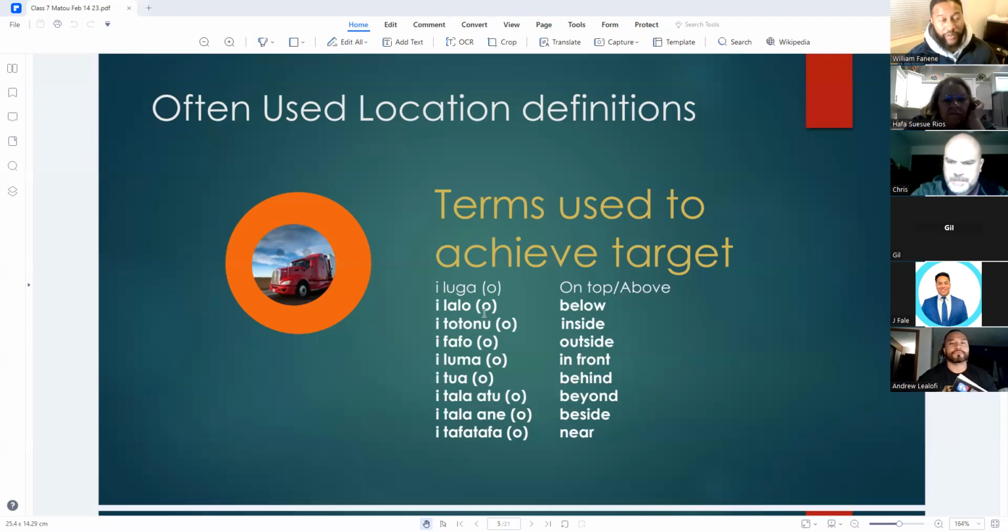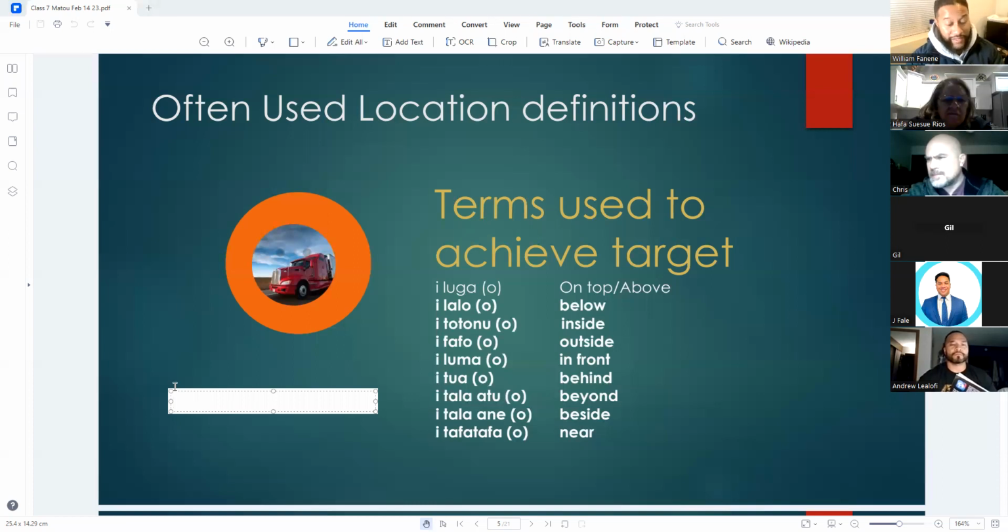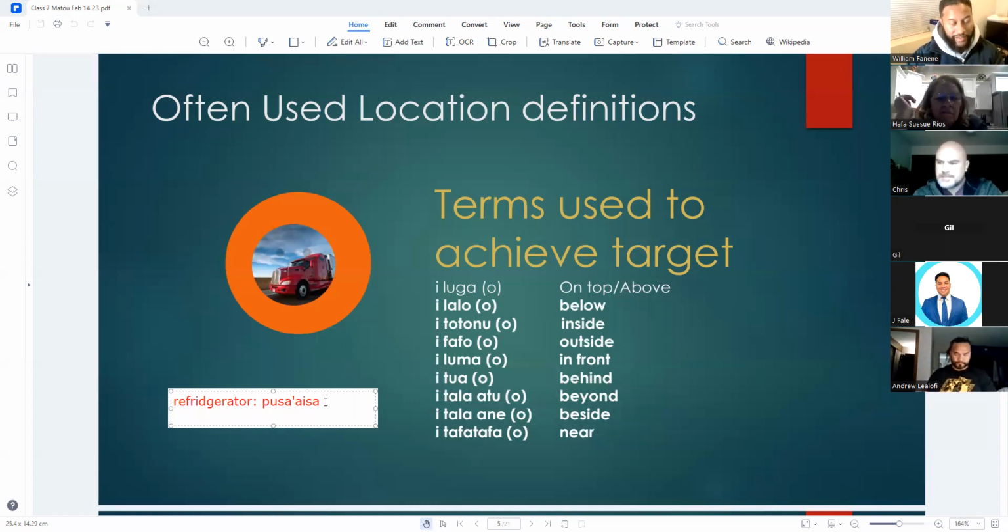Just to say refrigerator by itself, I guess I should be writing this stuff. I don't even know how to spell refrigerator. I should have picked a different word. So pusa aisa is easier. Pusa aisa. You might see it like that, or you might see it like this. Okay, so the refrigerator. But if we put it in our noun phrase, like if we were to say it's a refrigerator, how would we say that?